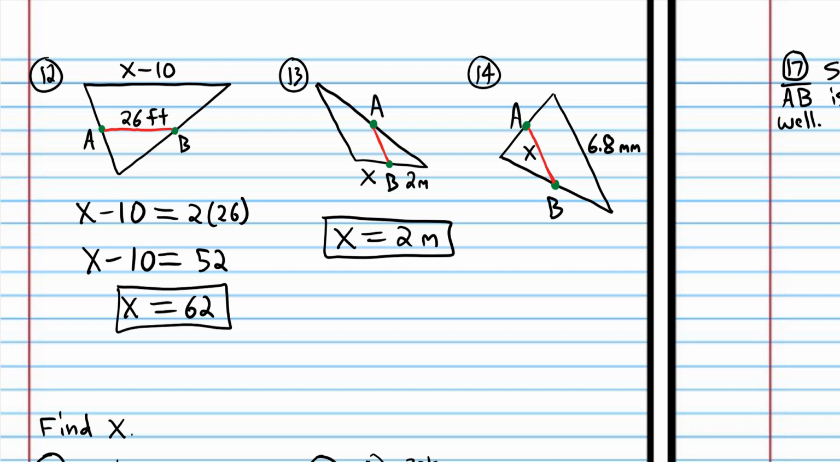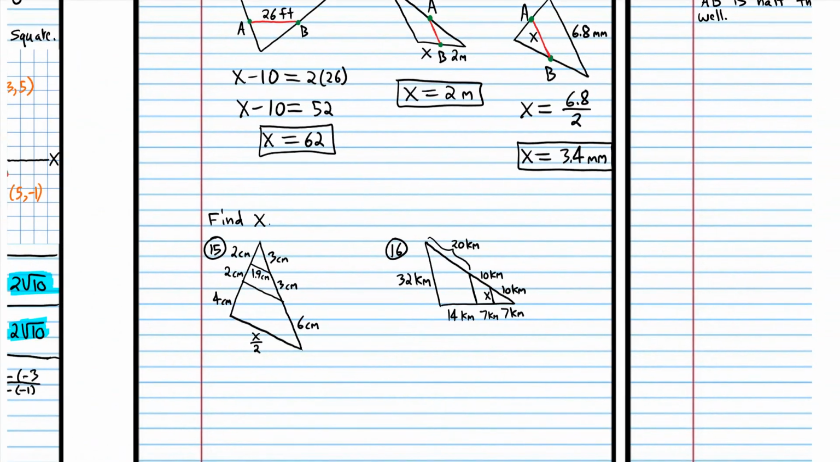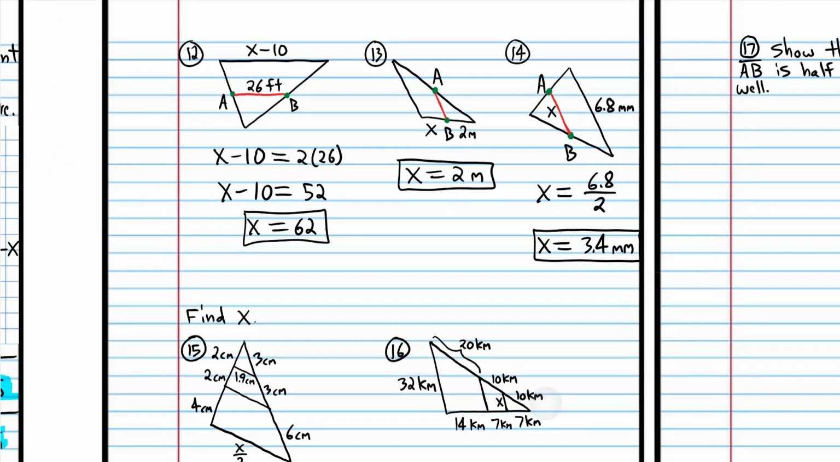All right, we're back. The midsegment theorem tells us that x, the length of the midsegment, must be half the length of the non-included side. So 6.8 divided by 2. Therefore, x is 3.4 millimeters. You may have needed a calculator for that. That's okay. All right, so now on to a little more challenging problems.